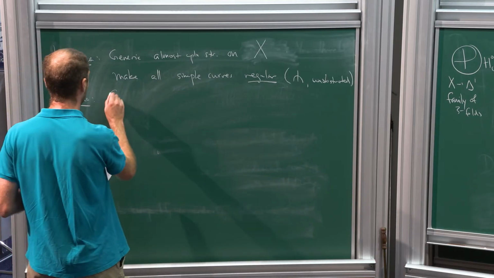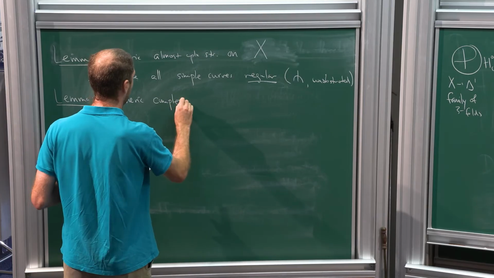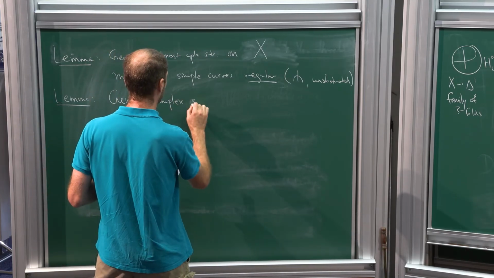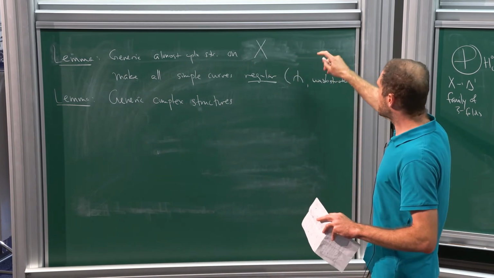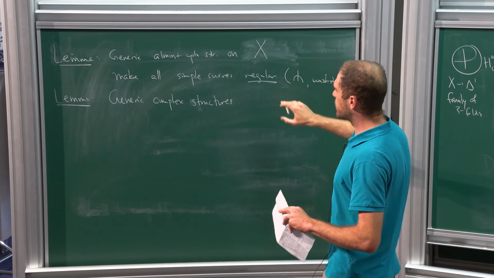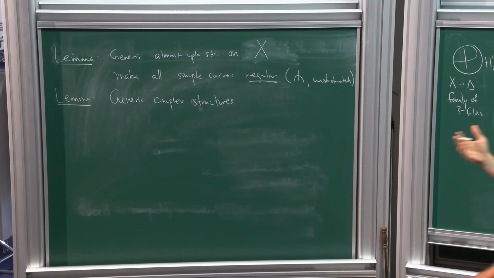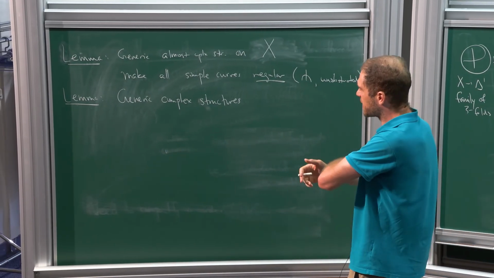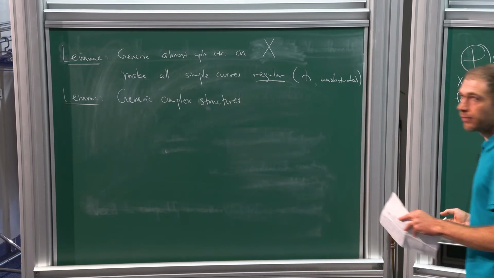So the lemma is for generic complex structures. This is for anything, with no condition on the first Chern class. The condition on the first Chern class comes when you want to say something about multiple covers in terms of the statement for simple curves.